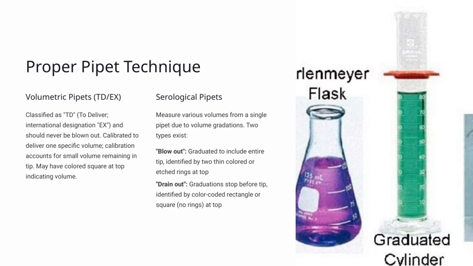The second type is the drain-out. These are graduated so that the liquid stops before the tip, and they are marked with a color-coded rectangle or square at the top, but no rings. Understanding these distinctions is crucial. Using the right pipette and technique ensures accuracy in your experiments and helps maintain consistency. So, always pay attention to the markings and follow proper pipetting procedures.